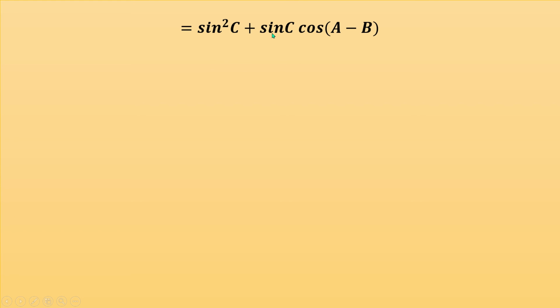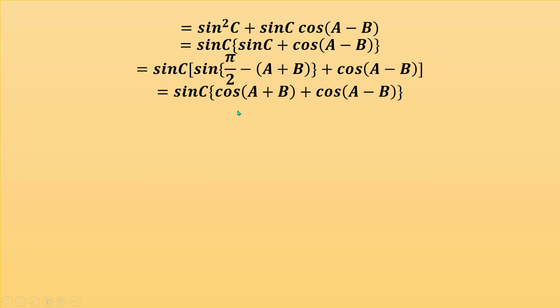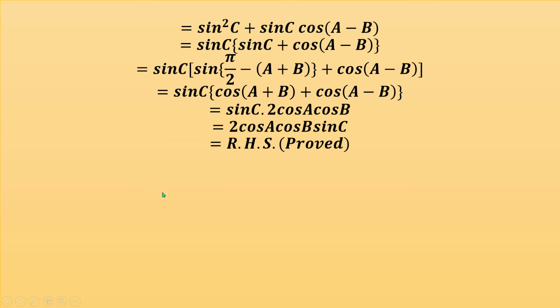Now this is equal to sin square c plus sin c into cos(a minus b). Now taking common sin c, this is equal to sin c into [sin c plus cos(a minus b)]. Sin c is sin(pi by 2 minus (a plus b)), so this becomes sin c into [cos(a plus b) plus cos(a minus b)]. Now cos(a plus b) plus cos(a minus b) means 2 cos a cos b. This is equal to 2 cos a cos b sin c, which is equal to the right hand side. Proof is complete. Okay.